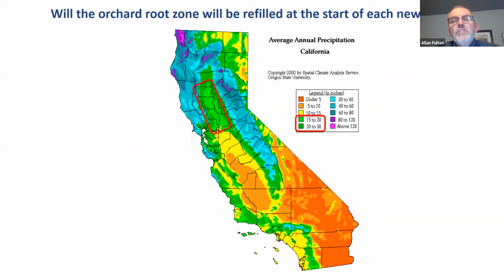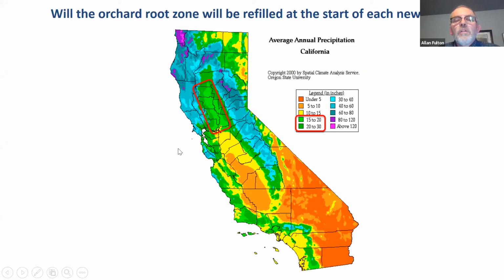So after we get an idea of how to assess our total plant available water and the water holding capacity of the soil, this raises the question of will the orchard be refilled at the start of each season? And I think we, at least in the Sacramento Valley, you can see this is most of our valley floor, the lighter green.